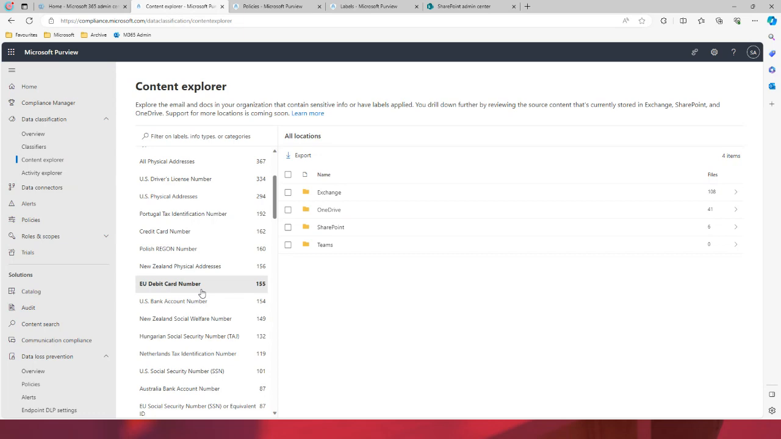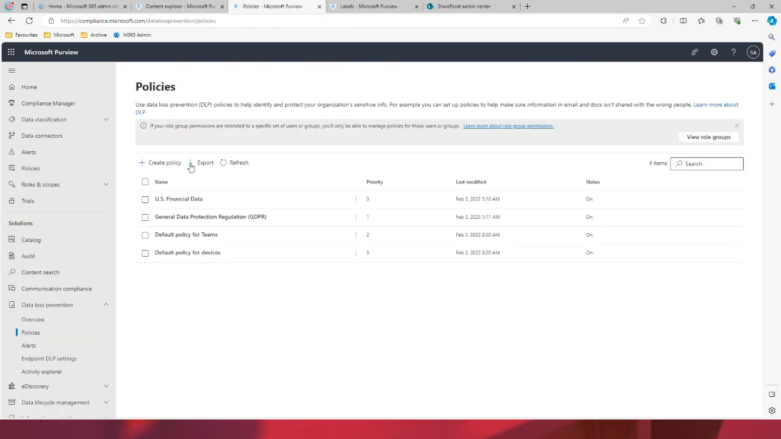Or we can start to think about, okay, we know it's being used, but have we put protection in place to ensure that, okay, it's being used in SharePoint, which is fine, but are we protecting it? So that's a little bit on the classification side of things, which is literally just identifying the information for you.